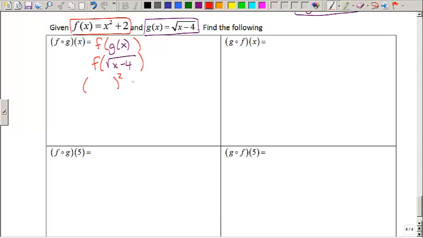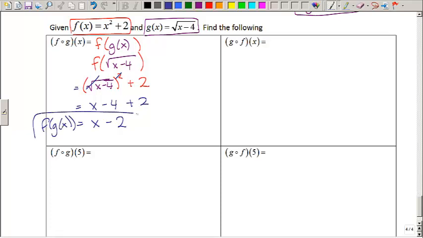F of x is x squared plus 2, but I'm replacing x with the square root of x minus 4. Reducing, I get x minus 4 because the square root and the square are opposites and they cancel each other out. I'm getting x minus 4 plus 2, or really just x minus 2. Therefore, f of g of x is equal to x minus 2.